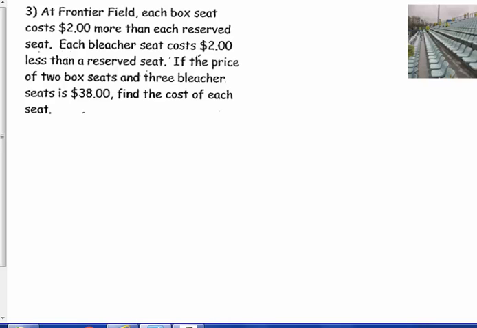At Frontier Field, each box seat costs $2 more than each reserved seat. Each bleacher seat costs $2 less than a reserved seat. I'm not sure this is all true, but that's okay. If the price of 2 box seats and 3 bleacher seats is $38, find the cost of each seat. Well, we have box seats, reserved seats, and bleacher seats. Box seats being compared to reserved, bleacher seats being compared to reserved. Reserved seats, I know least about, they are the x. And I could say S for seat. I don't have to use x. Let x equal the reserved seat.